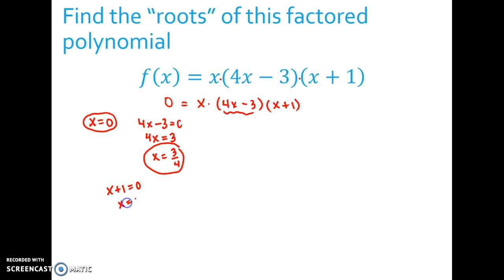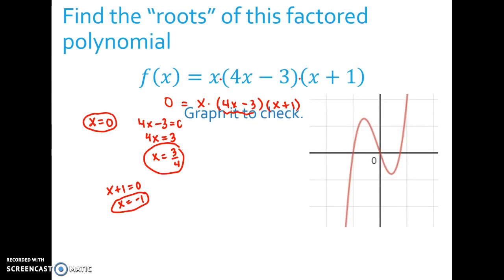So x is equal to negative 1. Those are the three roots of the factored polynomial. If I look at a graph of this polynomial, and I'm not going to use my calculator, I'm just going to show you a graph of this polynomial.